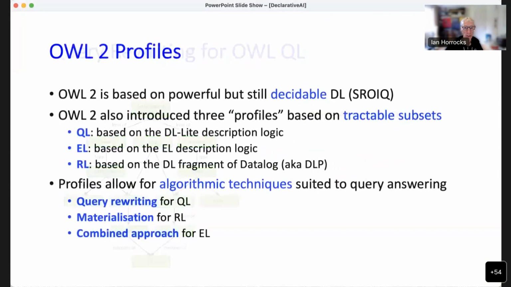So, actually, just to go back one slide, I should also mention this QL subset, which is based on the DL-Lite description logic. And in a way, we could think of that as being the intersection between description logic and relational databases, because the whole point of this QL fragment is that we can use a query rewriting technique for query answering. In contrast, in the RL fragment, the most common technique is materialization. Although we don't have to use materialization, we could also use some sort of backward chaining technique.